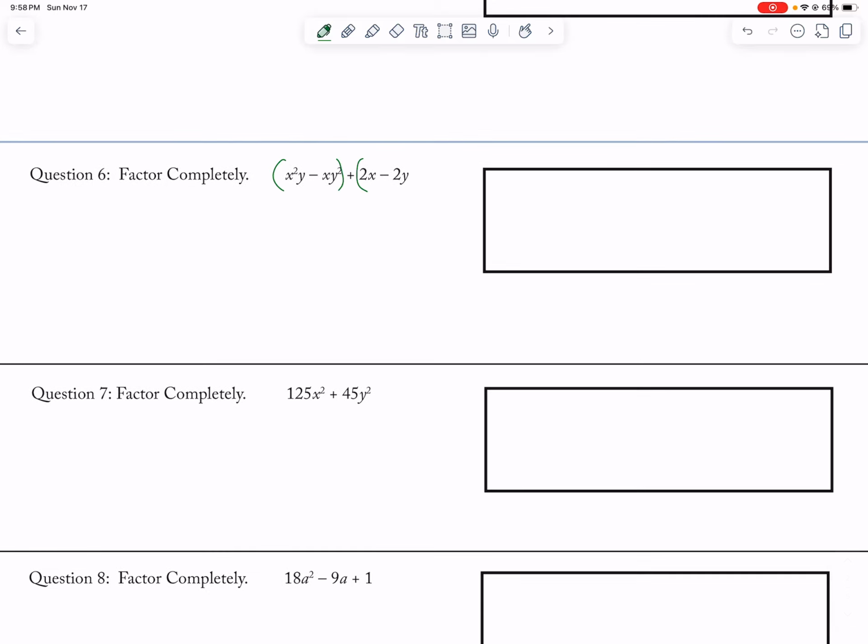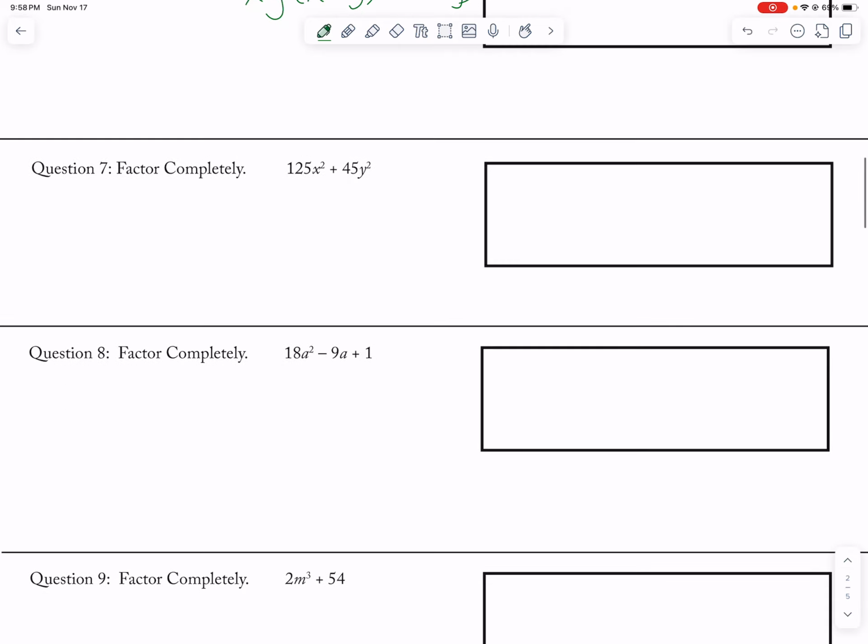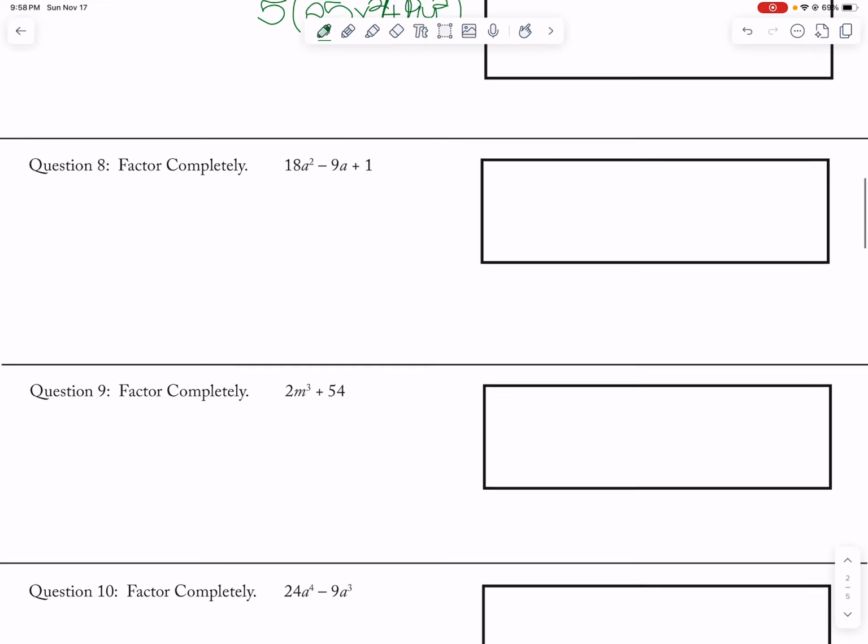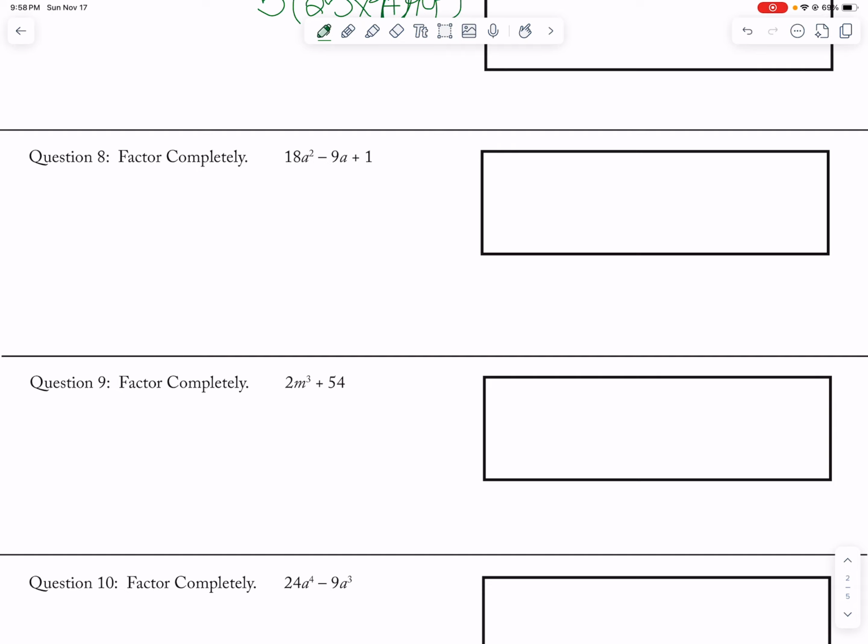And then here, xy, so I'm left with an x minus y, and a plus 2, so I'm left with an x minus y, and an xy plus 2. And then factor out a 5, and I'm left with a 25x squared plus 9y squared, and that does not factor to a difference of squares because it is a positive, not a negative.